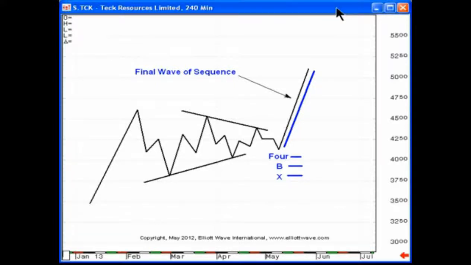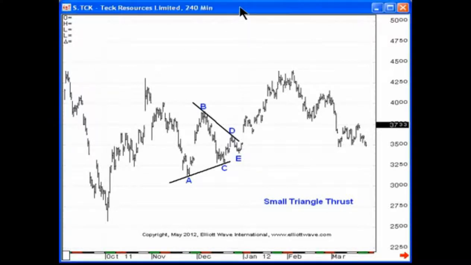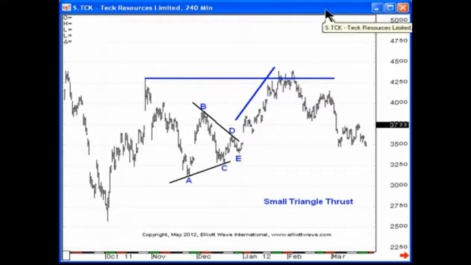Now the move that follows the resolution, that's referred to as a thrust, and the move that follows is either one of two things. It either travels a very short distance, it's a small thrust, or it's a very big thrust, just the opposite. For example, here's a triangle in TCK, Teck Resources. Now notice we had the nice triangle. This is a contracting triangle, but the move to the upside was very limited, and we actually just barely took out the origin of wave A of the pattern. Okay, that's a small triangle thrust.